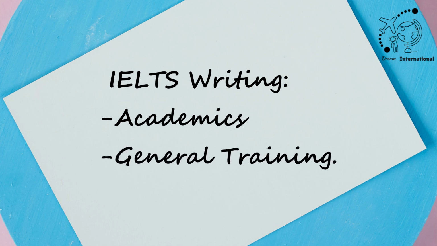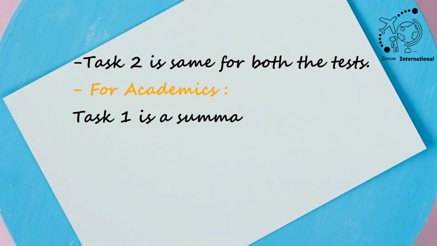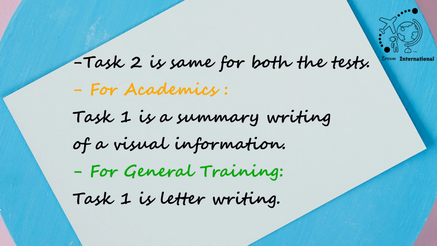IELTS writing is of 2 types, academic and general training. As I have been explaining in my previous videos, academic is for the people who want to go to study in a foreign country, whereas general training is for the people who want to settle as permanent residents in a foreign country. Now we have some important information to look at. Task 2 is the same for both the tests. That means for academic also and for general training also. Task 1 is a summary writing of visual information in academic. Visual information means a picture would be given and you have to write the summary of that. For general training, task 1 is letter writing.